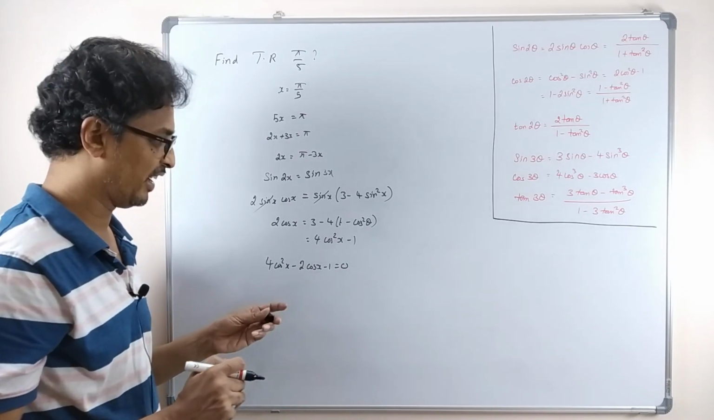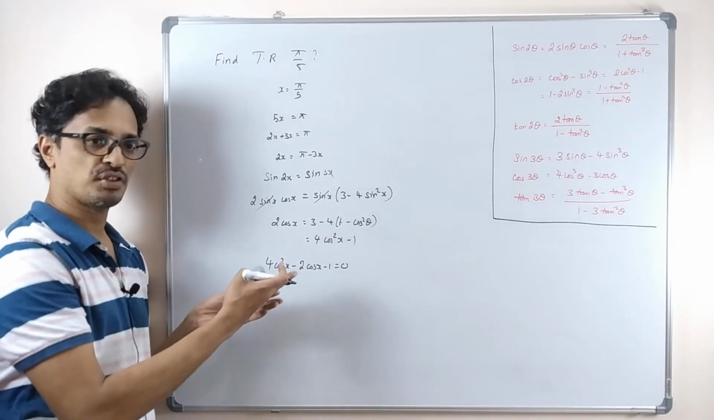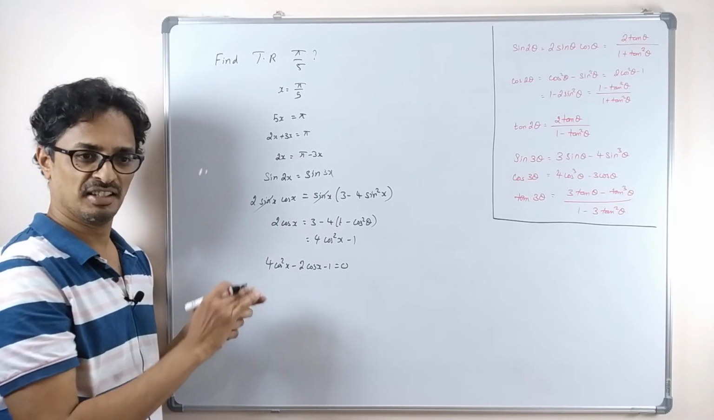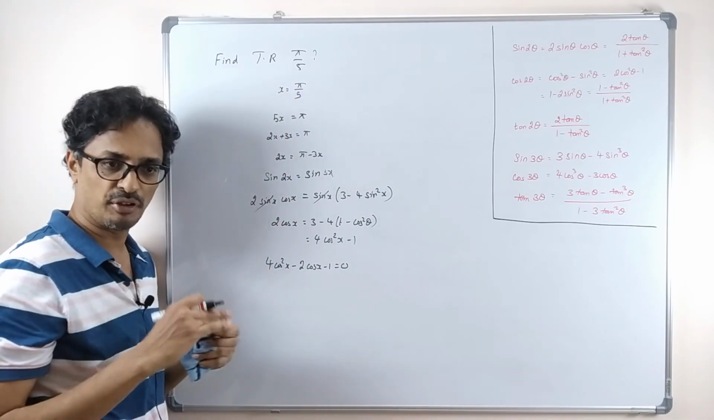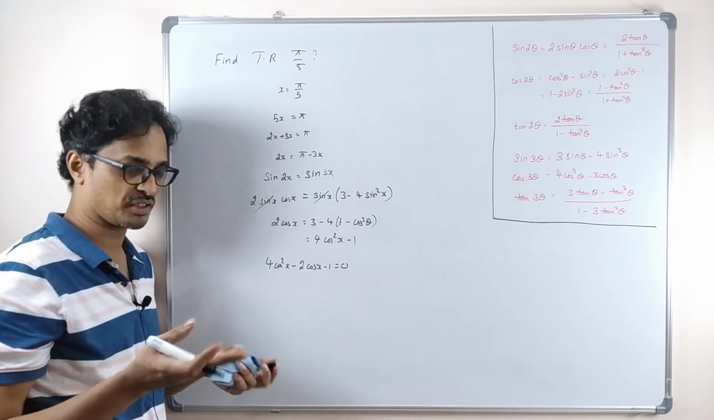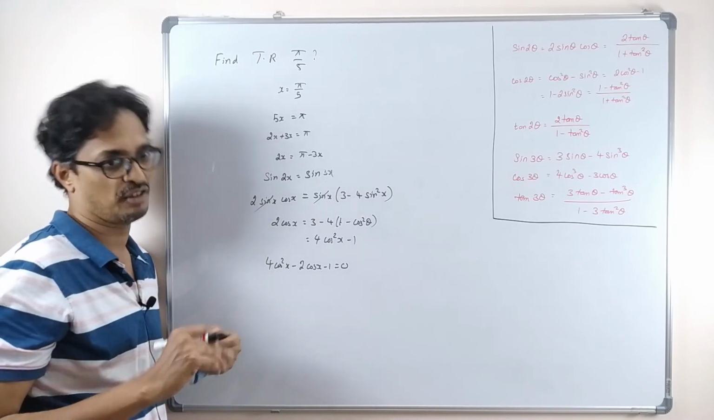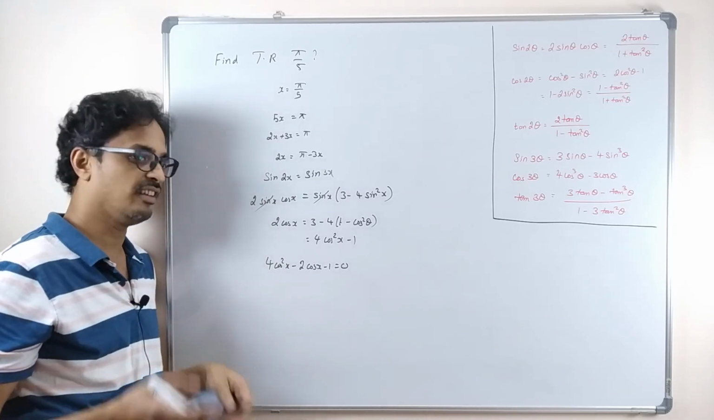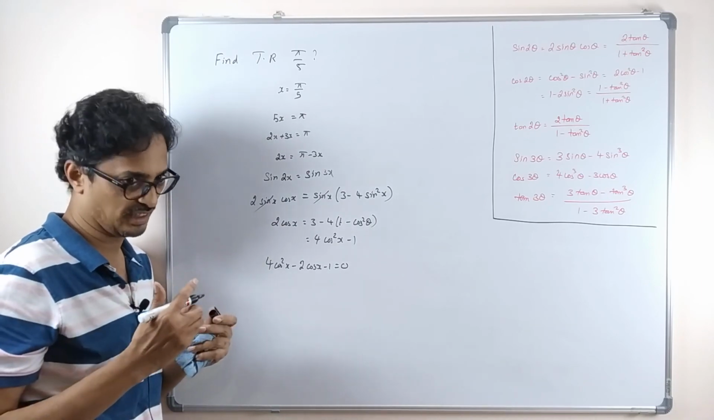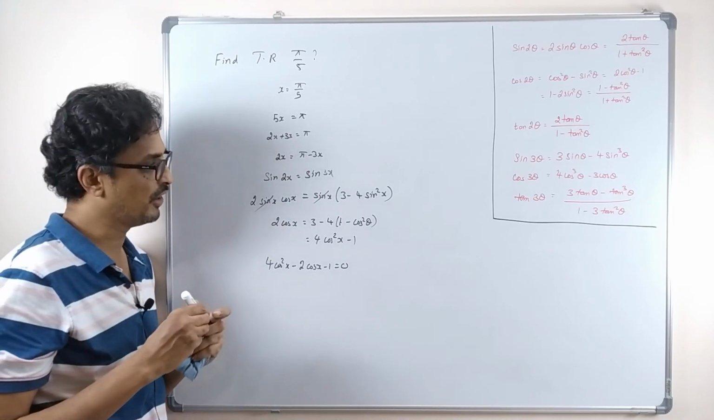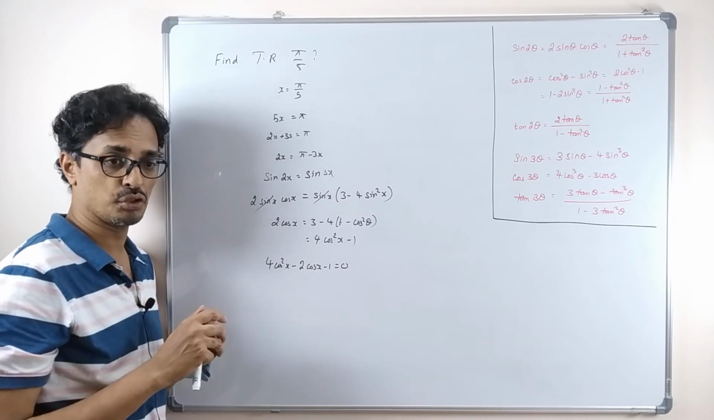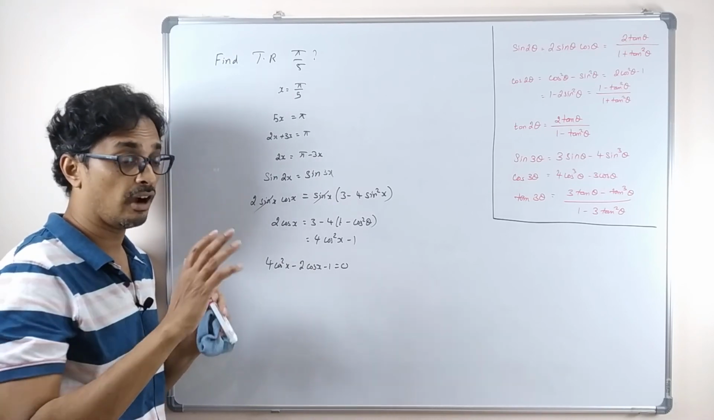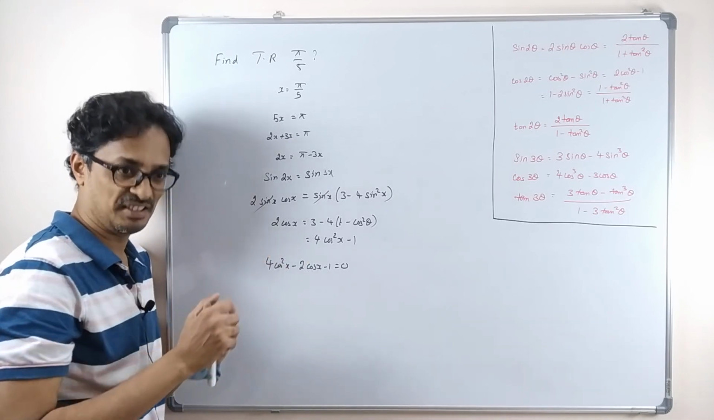Okay, and after that, once you know cos of pi by 5, you can find sin of pi by 5 using the identity sin square theta plus cos square theta equals 1. And once you know sin and cos, you can find tan and all the possible ratios. So this is how you find the trigonometric ratios of non-standard angles.